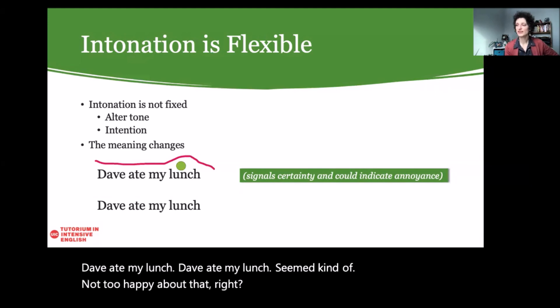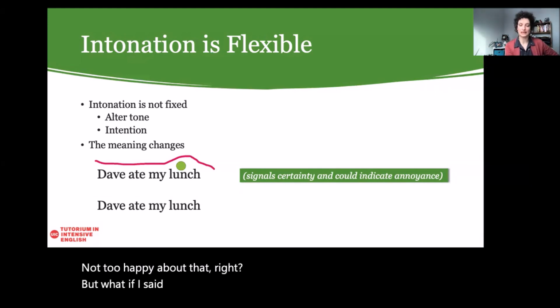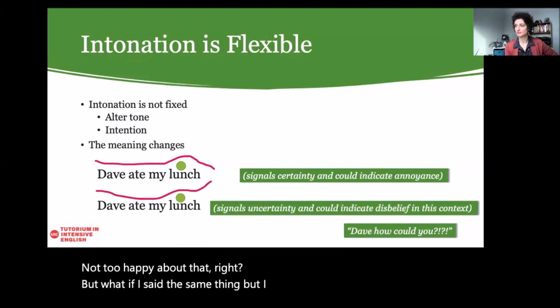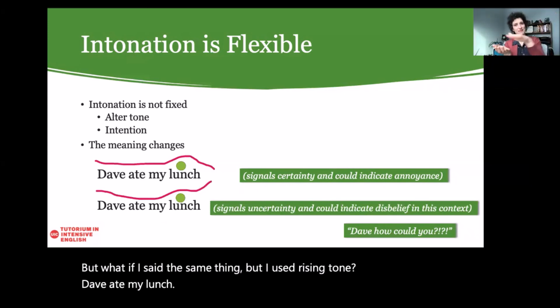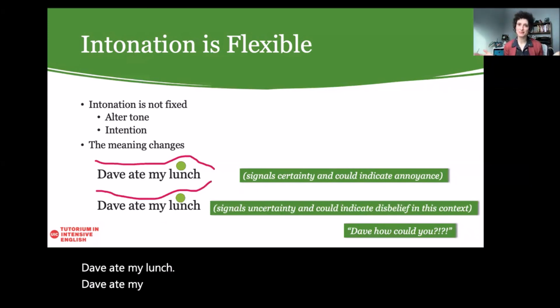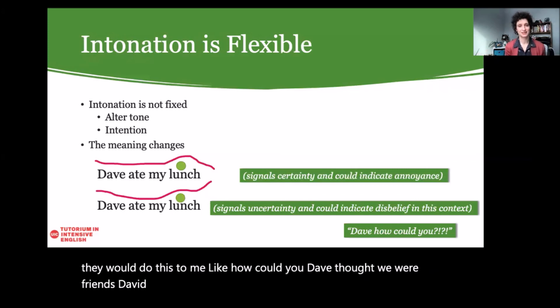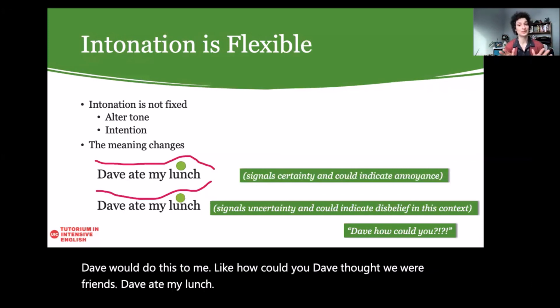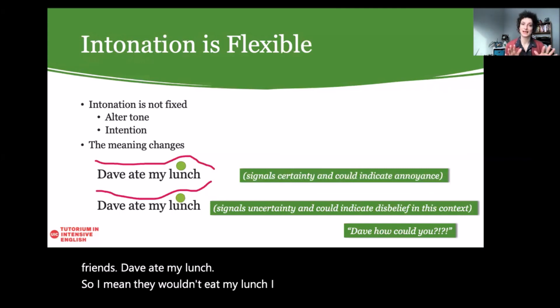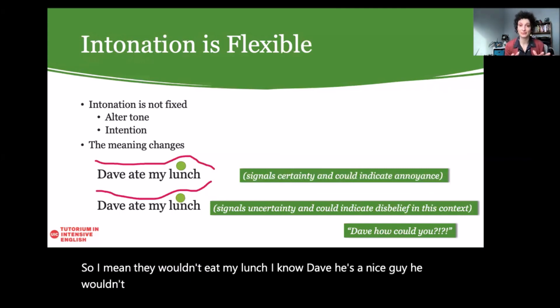But what if I said the same thing, but I used rising tone? Dave ate my lunch? So this signals uncertainty, kind of like, I can't believe that Dave would do this to me. Like, how could you, Dave? I thought we were friends. Dave ate my lunch? So, I mean, Dave wouldn't eat my lunch. I know Dave, he's a nice guy. He wouldn't eat my lunch unless I gave him permission.